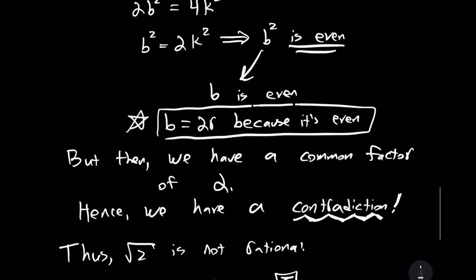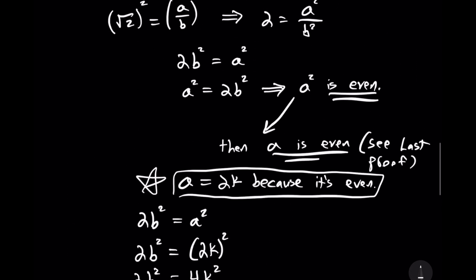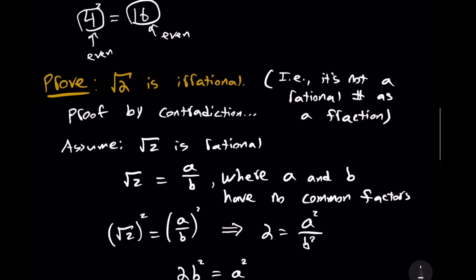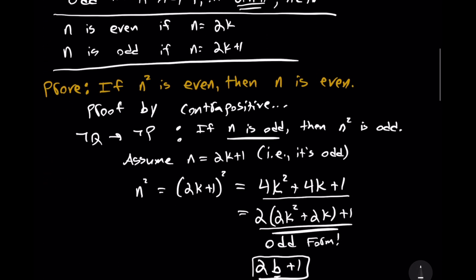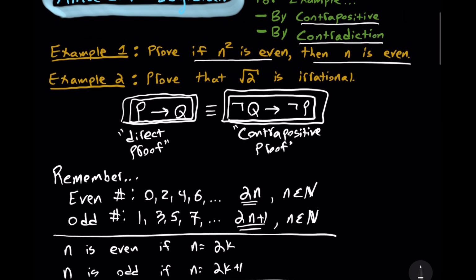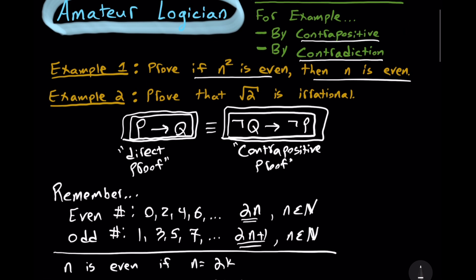So we have just proved that the square root of 2 is irrational by a proof by contradiction, and we have also proved that if n squared is even, then n is even by a proof by the contrapositive or contraposition.